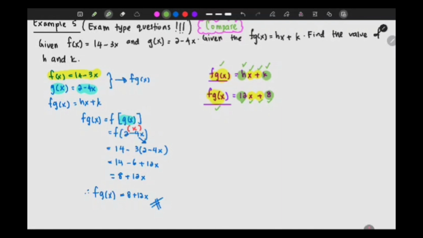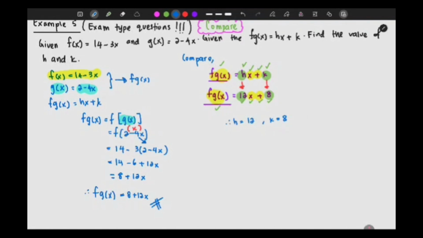You get the answer from comparing. So you can actually come up with the answer h equals 12, k equals 8. This is what you do: you have to compare, so that you actually find the answer h and k, h 12, k 8. And this is the most common type of exam question, but not very famous.